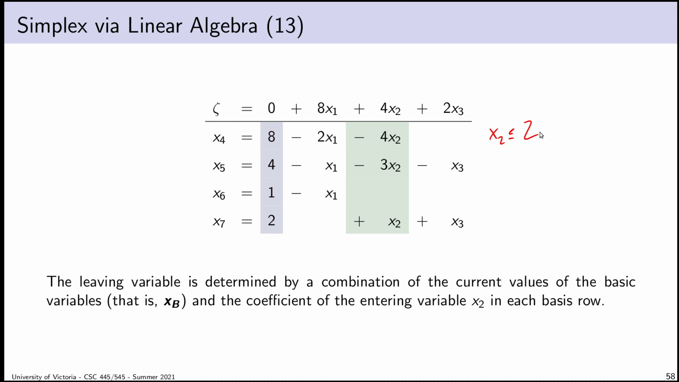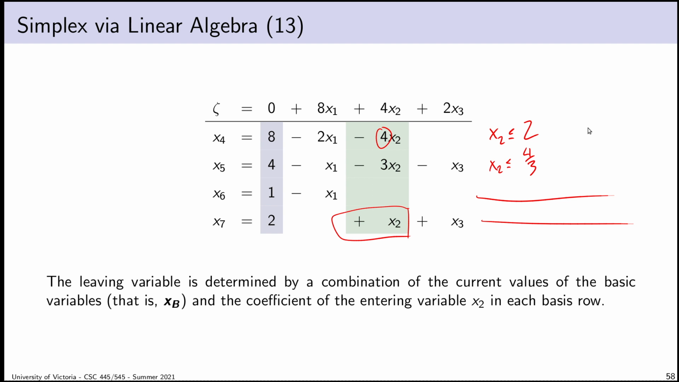If x2 is ever bigger than 2, x4 is going to go negative. That's not allowed. And then this would say that x2 is less than or equal to 4 over 3. This other one has no effect whatsoever, and this also has no effect, because no matter how much I increase x2, there's no way x7 is going to go negative. So both the coefficients themselves and the sign of the coefficients play into what my candidates for leaving variable are, and then ultimately what the choice of leaving variable is.